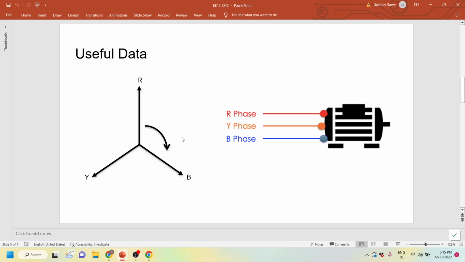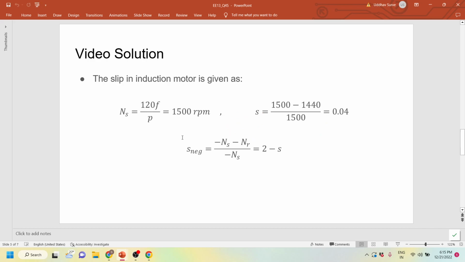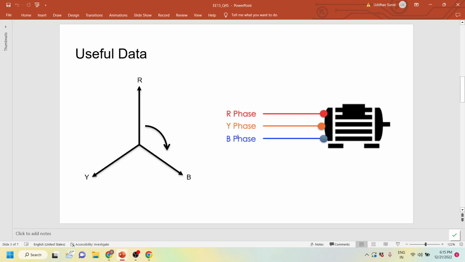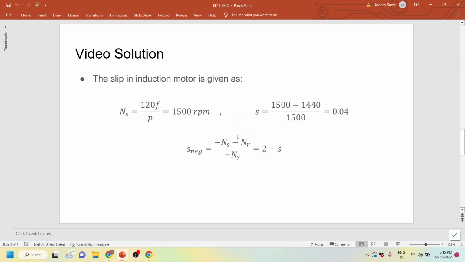So when we put Ns equal to minus Ns in the slip formula which I mentioned earlier, Ns will become negative for the negative sequence. So S negative, which is the slip in the negative sequence, will be (minus Ns minus Nr) upon minus Ns. So it will be 2 minus S, where S is the positive sequence slip. So S negative is 2 minus S.